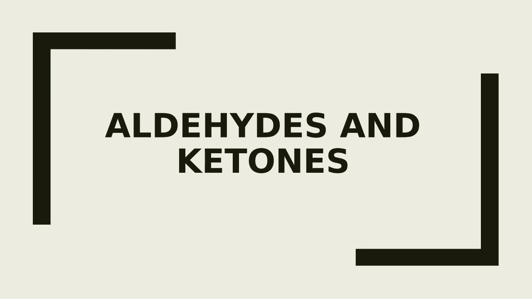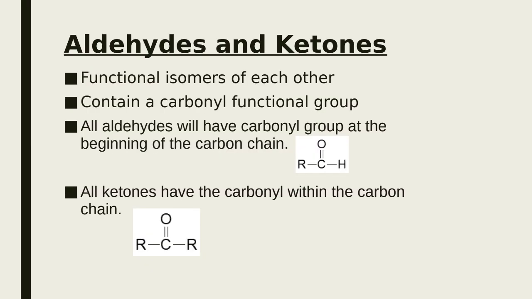Today's lesson focuses on aldehydes and ketones. Aldehydes and ketones are commonly taught together because they are functional isomers of each other, which means that even though they are two different families, they contain the same functional group. And the functional group that they contain is called a carbonyl. The carbonyl group is a carbon that is double bonded to an oxygen. And where this carbonyl group is placed will determine whether you have an aldehyde or a ketone.